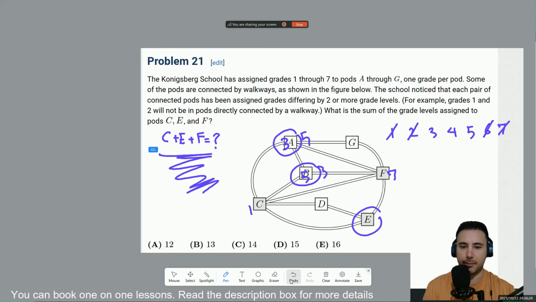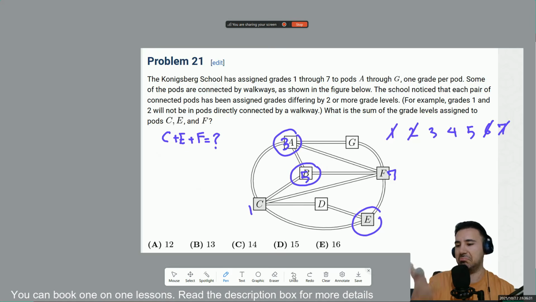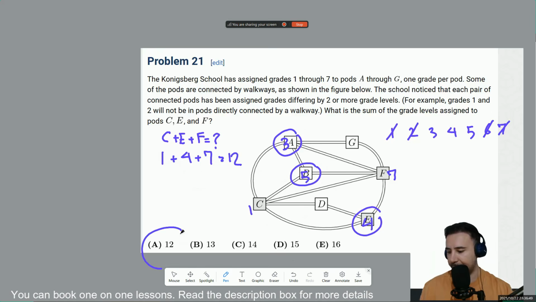We don't care about A and B. So we'll put them somewhere. 3 here, 5 here, 4 goes here. So the answer is 1 plus, C was 1, yes, E was 4, F was 7. Just 12.